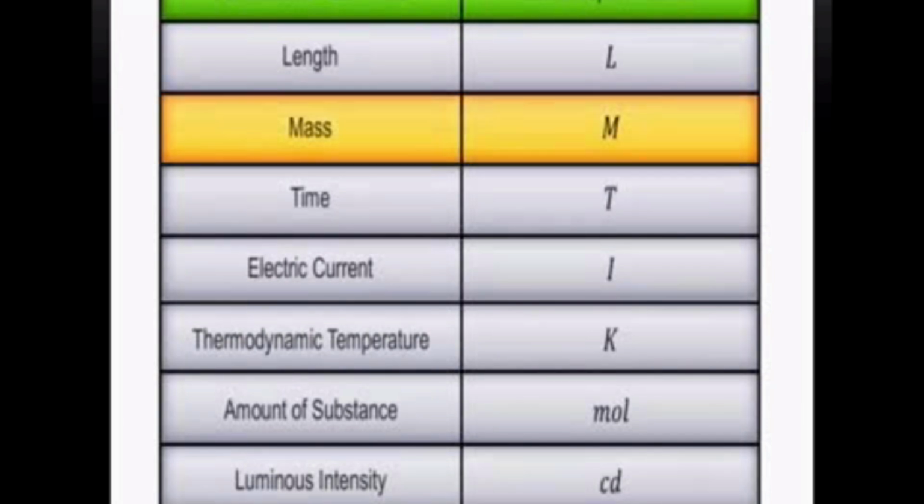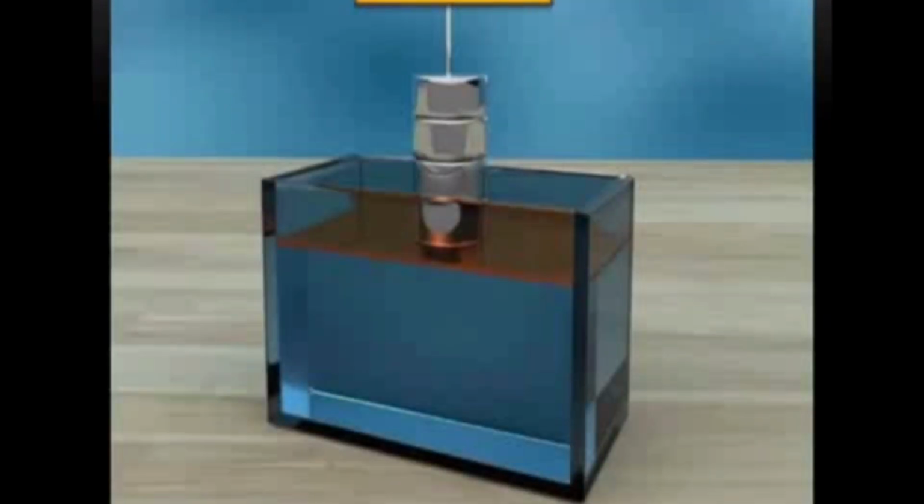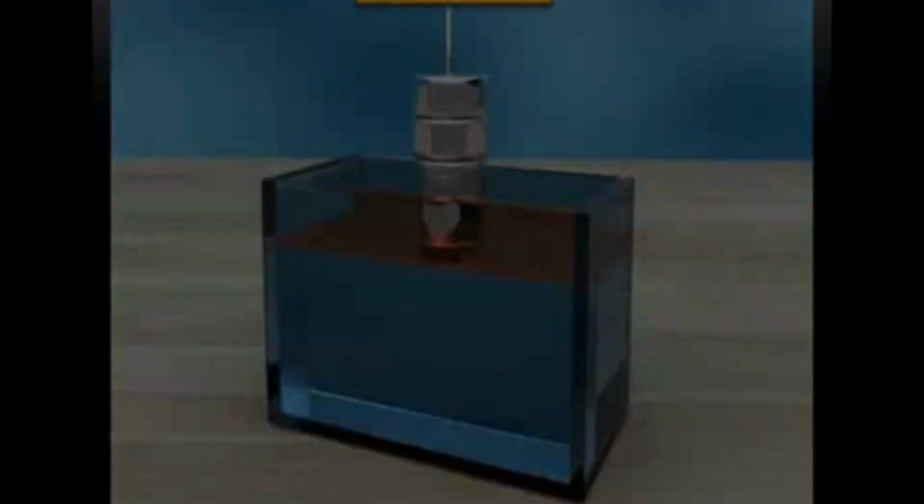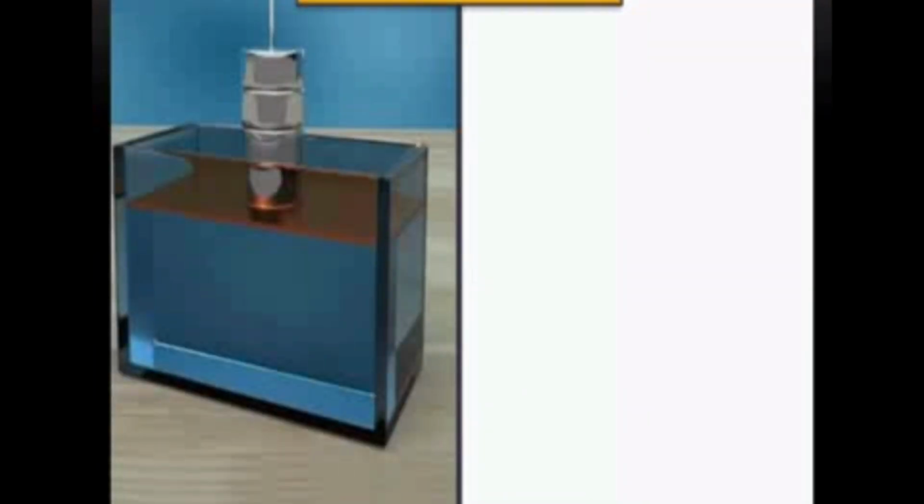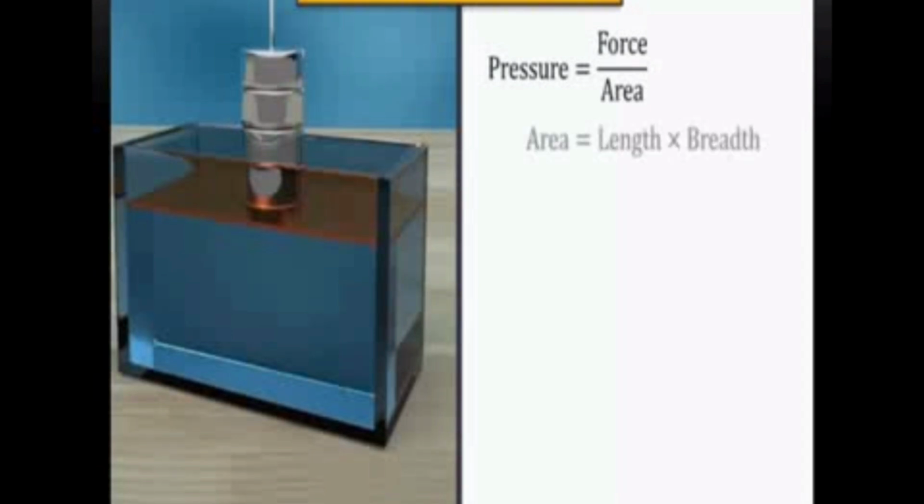So this is the basic representation: mass is M, time is T, length is L. Now we are going to derive the dimensional formula for pressure. Pressure equals force acting per unit area, that is, pressure equals force divided by area. We know that area equals length into breadth.